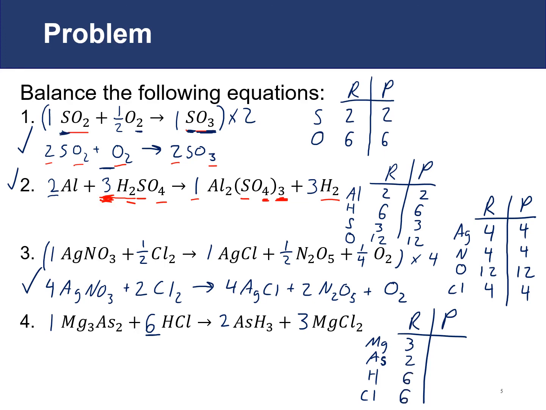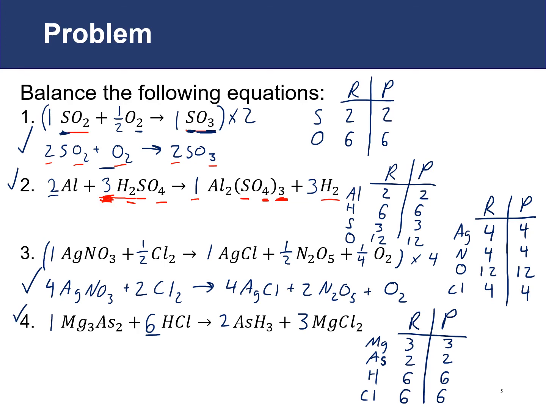On the right-hand side, I have 3 sets of magnesium. I have 2 As. I have 2 times 3 is 6 hydrogens, and I have 3 times 2 is 6 chlorines. So because all the numbers are the same, this is also a valid balanced chemical equation.